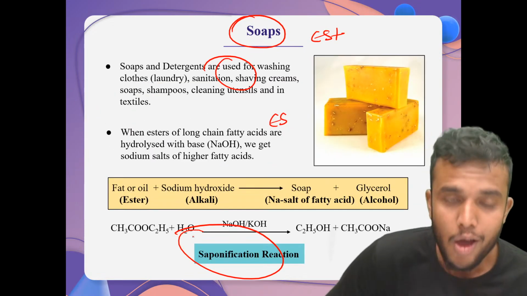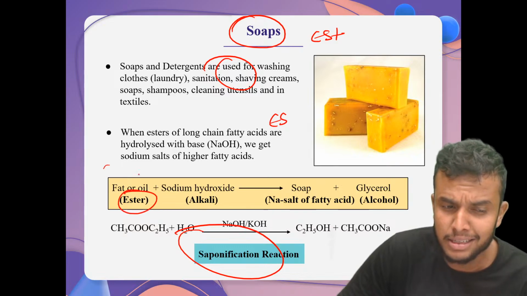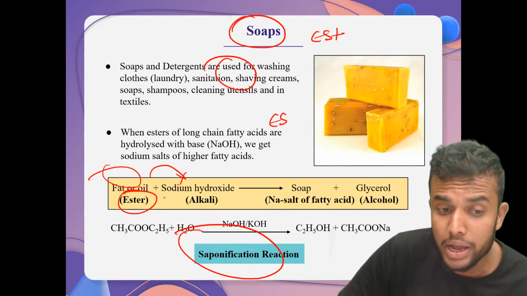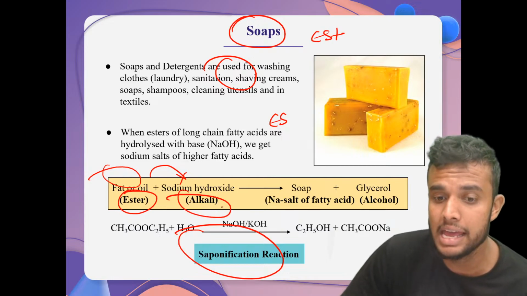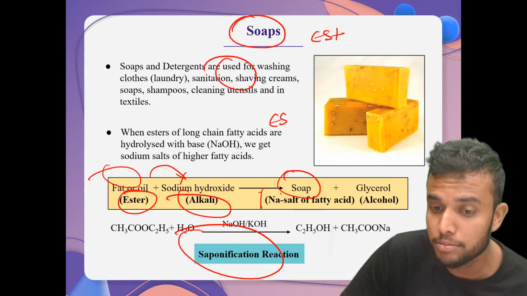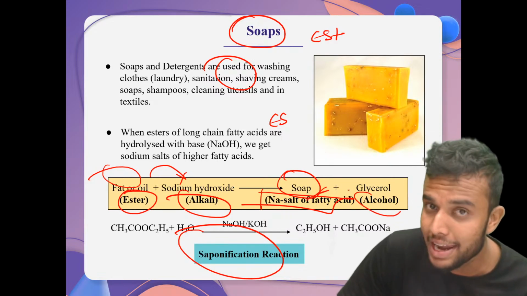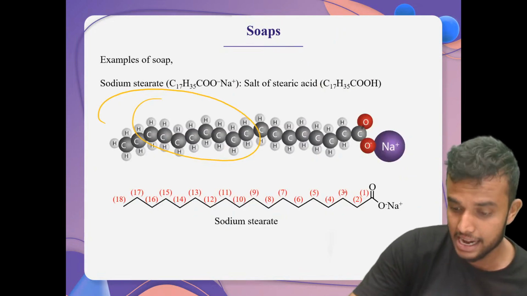Very simple. We heat the ester. Ester is nothing but fat or oil. We react this ester or oil in the presence of alkali. What does it give? It gives sodium salts of fatty acid, which is nothing but soap, and alcohol back. Okay, this is the reaction.